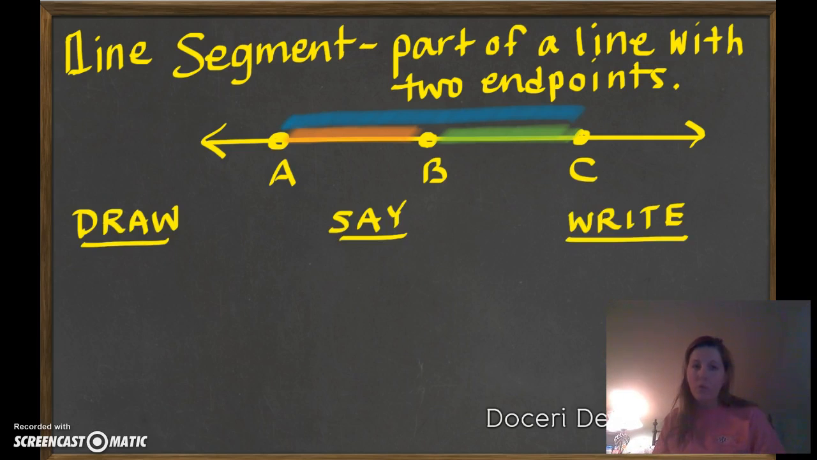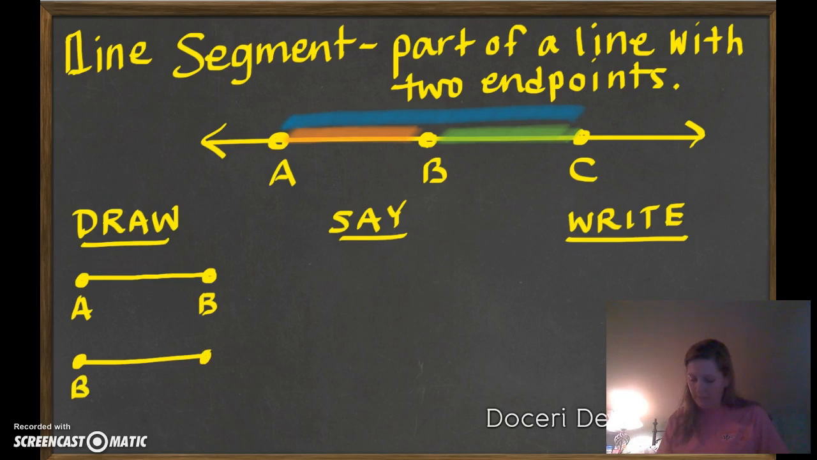So if I were going to draw the line segment, I would show the endpoints, and I would just draw the chunk of the line segment, or which line segment I want to show. So I might want to show line segment AB, or I might want to show line segment BC. So I'm just referring to the chunk of the entire line that I'm focused on that are in between those 2 points, the end points.